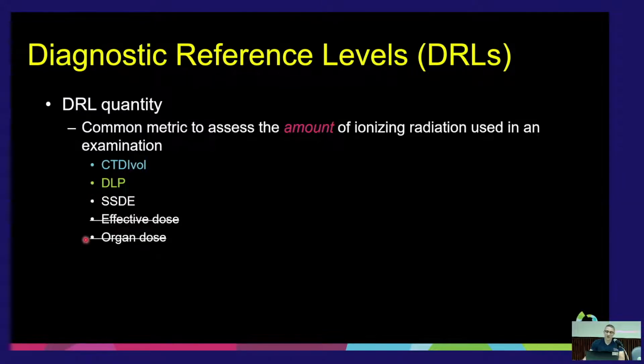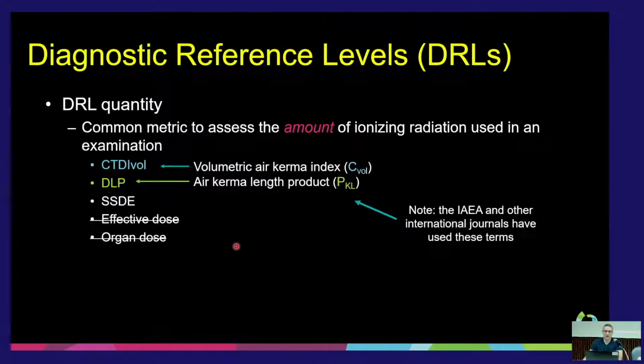So you've seen this slide, of course. We've been talking quite a bit about DRLs. DRLs for CT are most specifically CTDI volume and dose length product. And if you can, I highly recommend SSDE also.